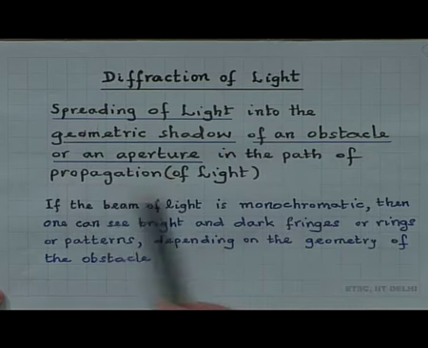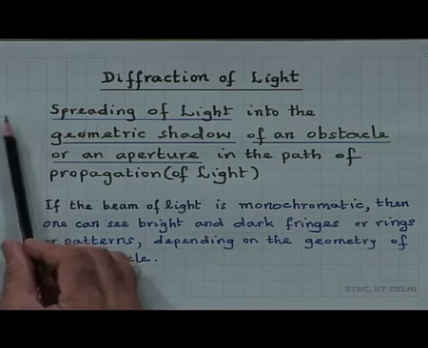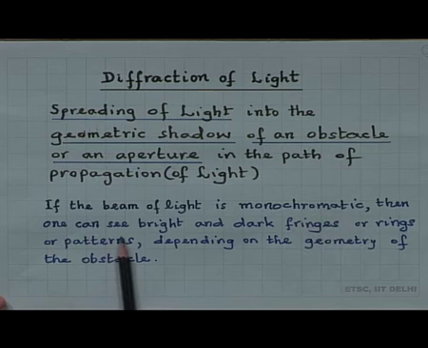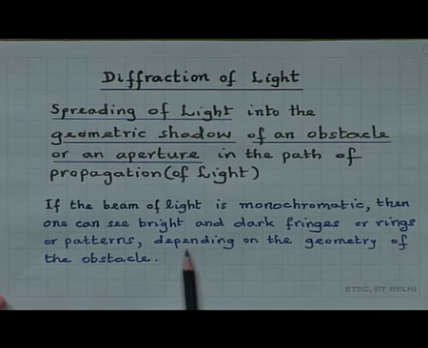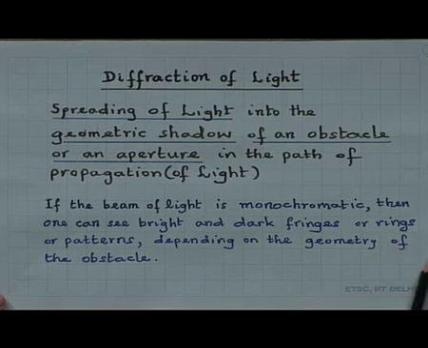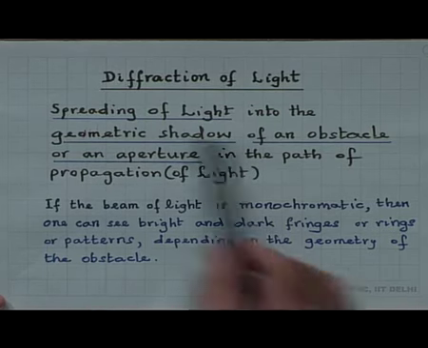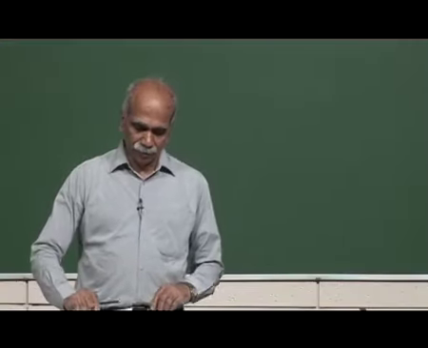Spreading of light. If the incident beam of light is monochromatic, then one can see bright and dark fringes or rings or patterns depending on the geometry of the obstacle. We will try to understand these concepts in this lecture and the following lecture.